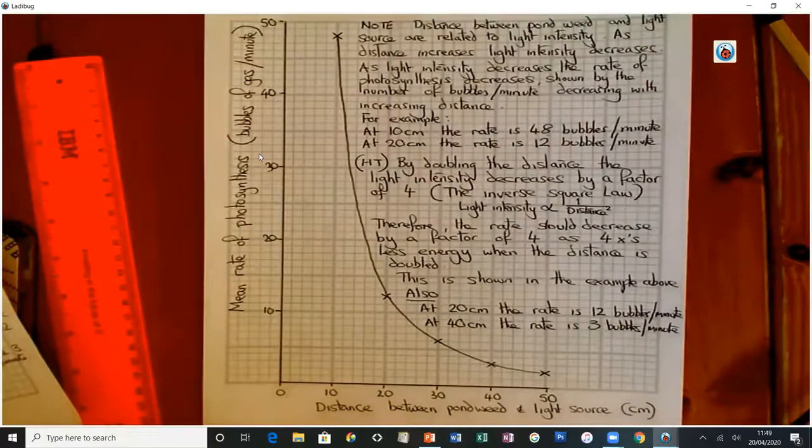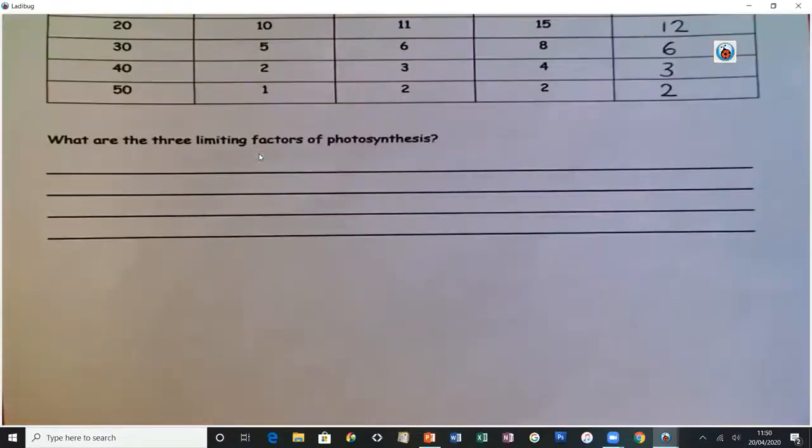Let's now get back to our original sheet and look at the question on limiting factors. The question we're looking at is, what are the 3 limiting factors of photosynthesis? So first of all, what is a limiting factor? A limiting factor is simply any factor which, when it is in short supply, limits or reduces the rate of photosynthesis. So let's write down that definition first of all.